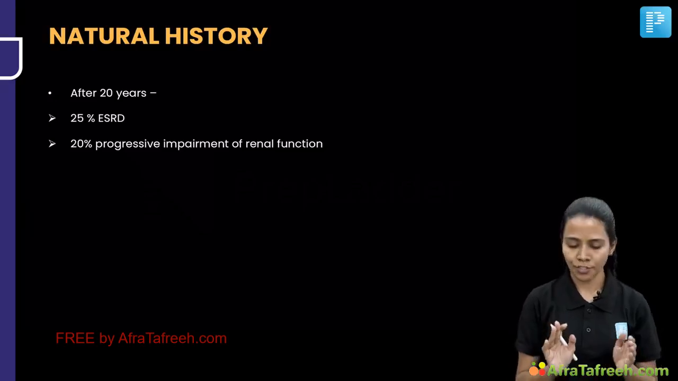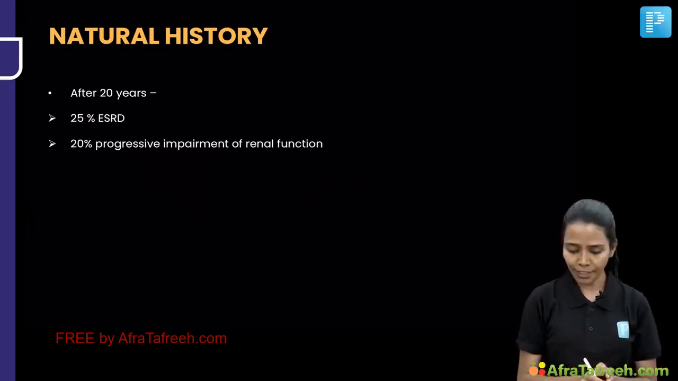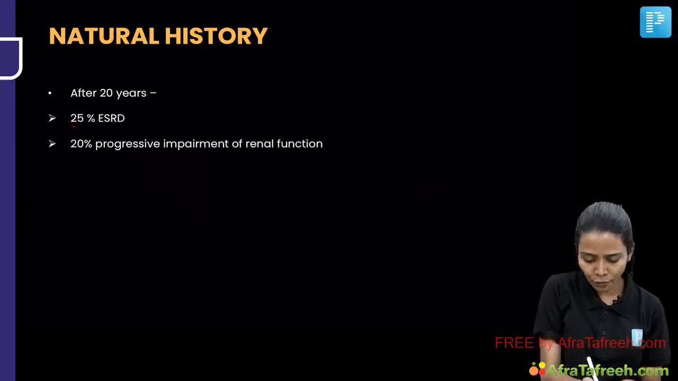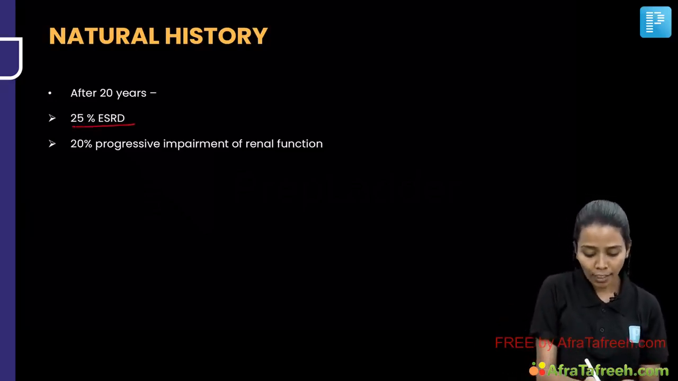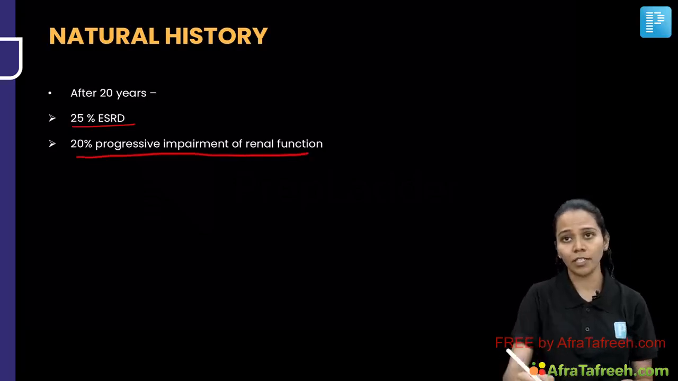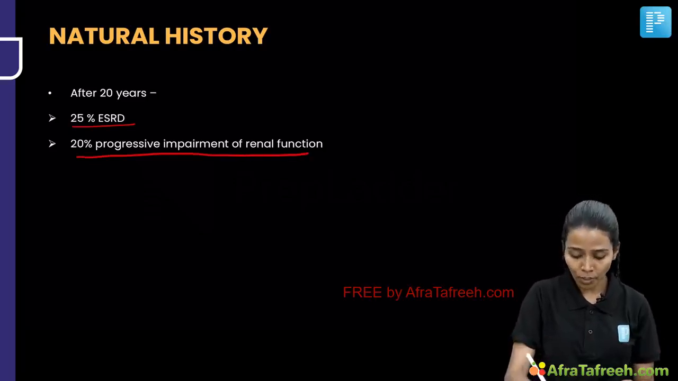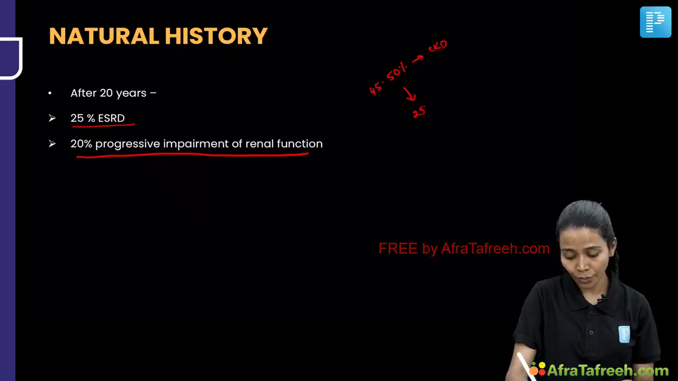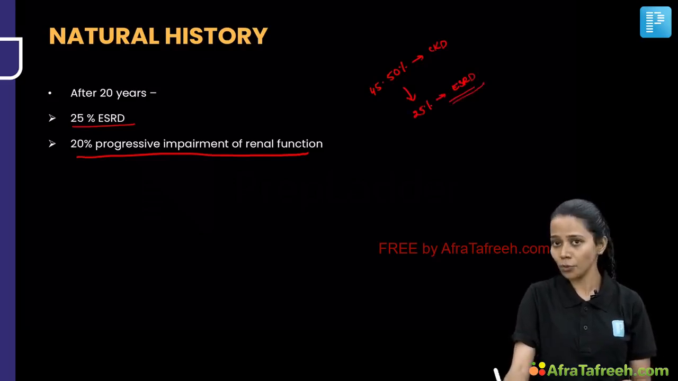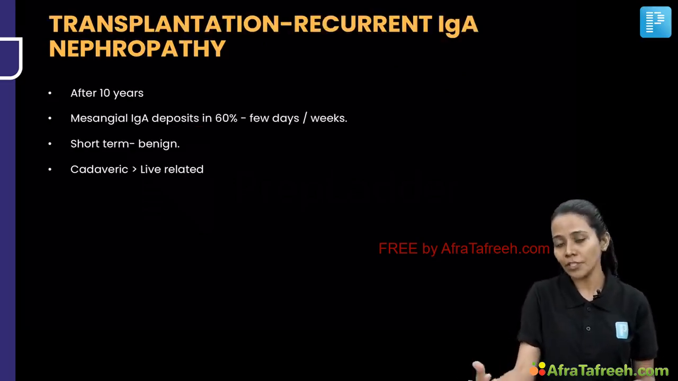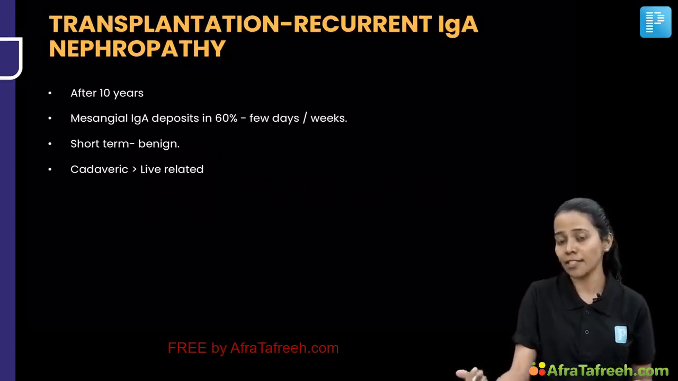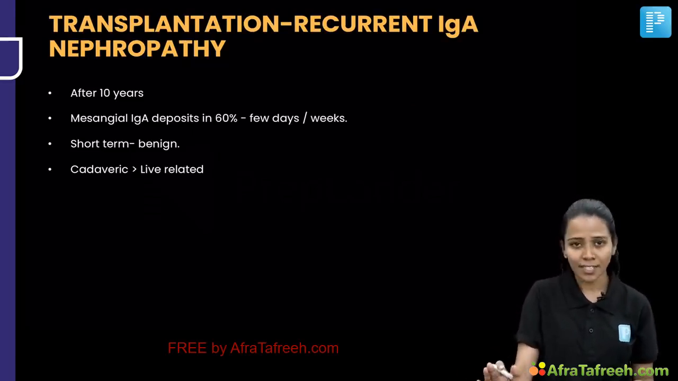Now coming to the natural history of the disease. Generally, after 20 years of symptoms starting, 25% of patients progress to ESRD and 20% develop progressive renal impairment. So approximately 45 to 50% of the patients are going to have CKD, out of which 25% is going to land up in ESRD. So this is actually a very huge number. Now what happens if these patients reach ESRD and we transplant? Is this IgA nephropathy going to come back? Generally, it's going to happen after 10 years. So that's a very safe period.